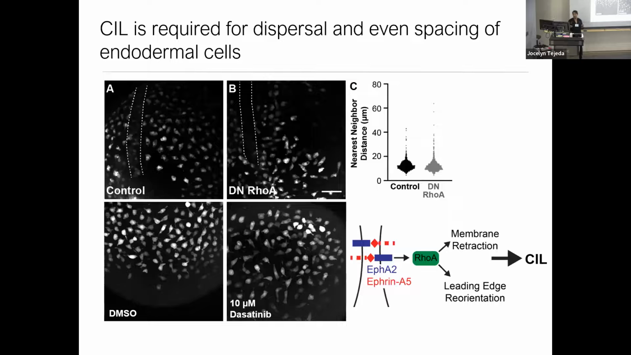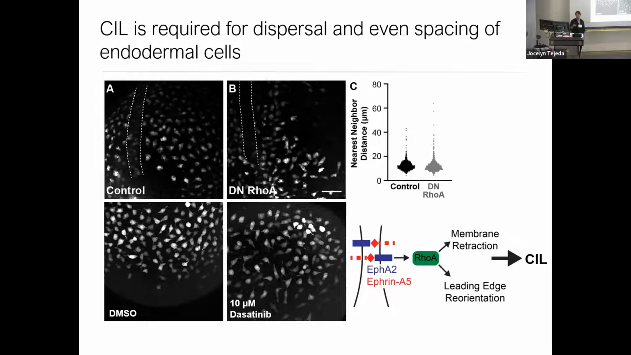So in either case, we're using either a dominant negative mutation to block RhoA activity or treating embryos with the FA2 inhibitor dasatinib. And in both cases, we see an effect on the patterning and positioning of cells. These are zebrafish embryos at about 10 hours post-fertilization.